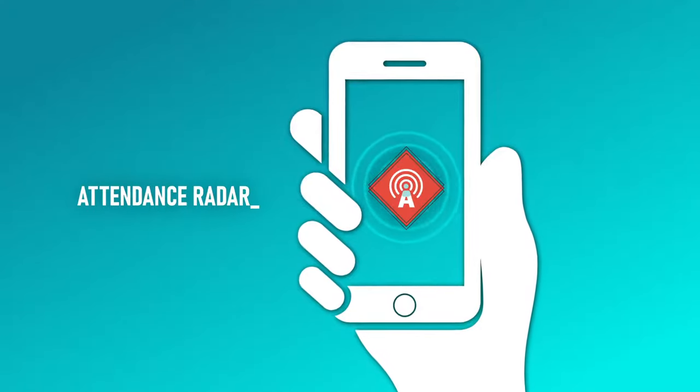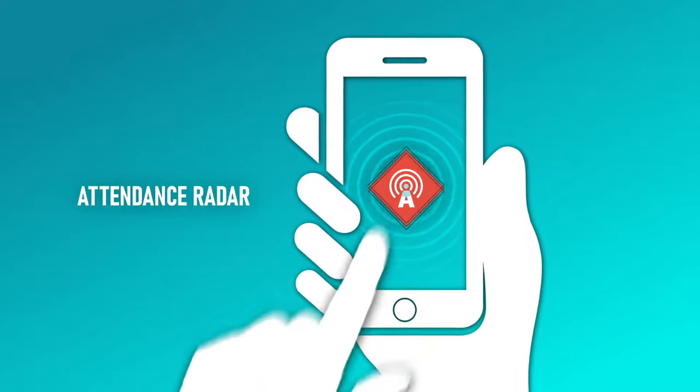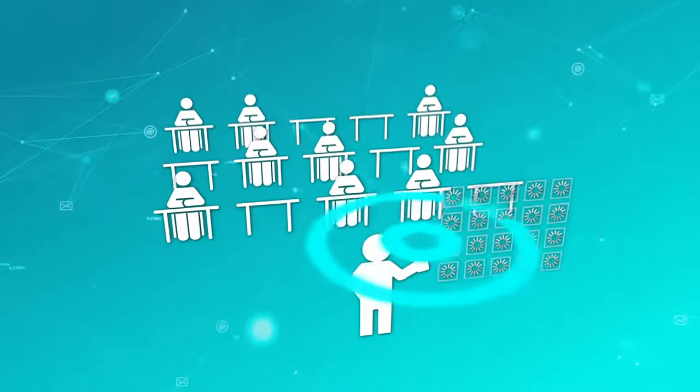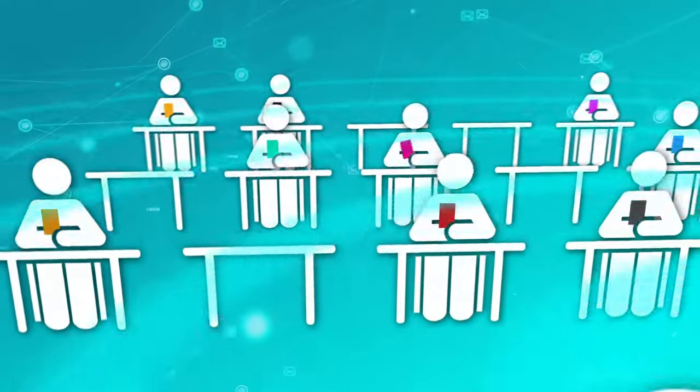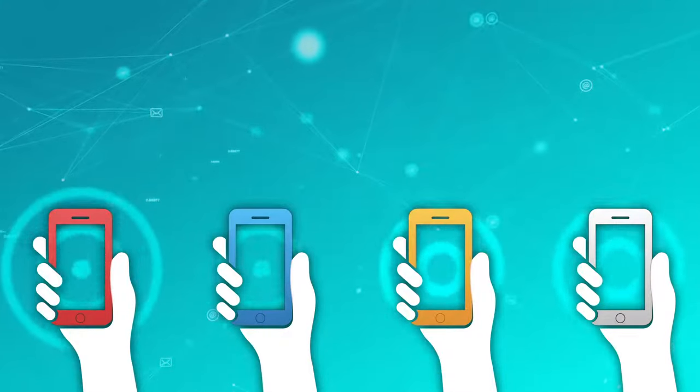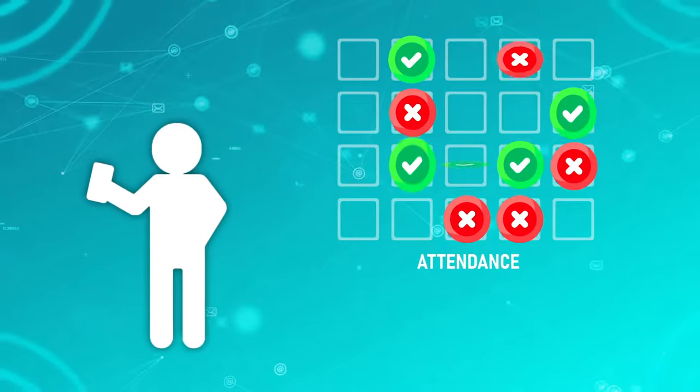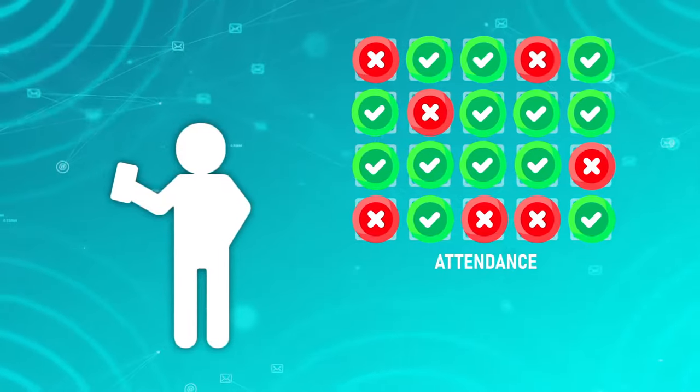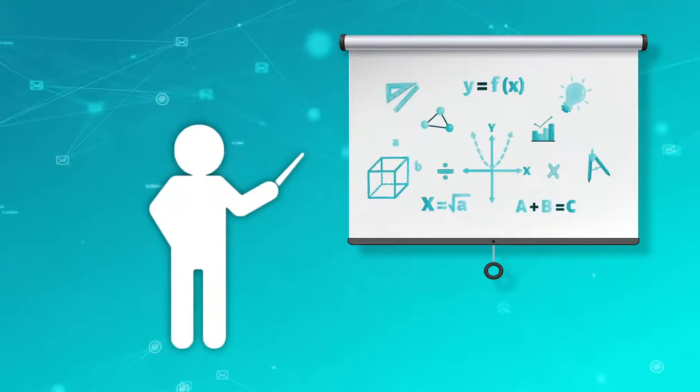With Attendance Radar, take attendance in one click. One click for the teacher to signal the class. One click for the student to mark attendance. The app checks if students are really in class. No more time wasted, no more cheating, and no more discussion about attendance.